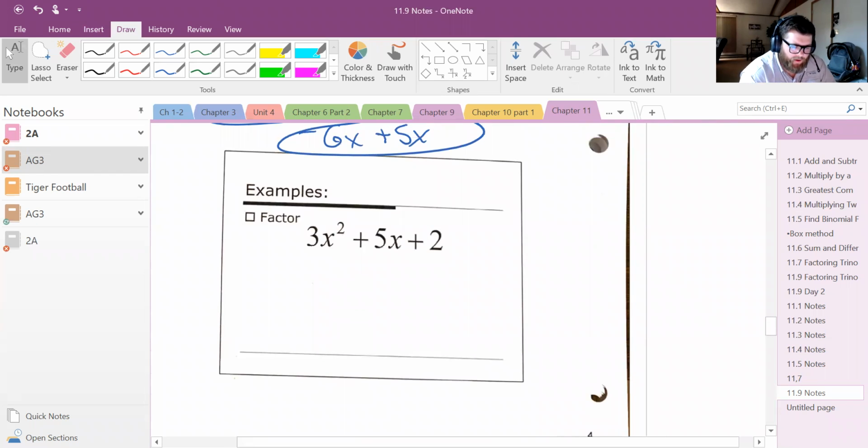Okay, next one. Same thing, right? See if you can factor out a monomial. Can we factor out a monomial out of 3, 5, and 2? No, we can't. There's no common factor. All right? So now, draw parentheses. Let's work our magic.